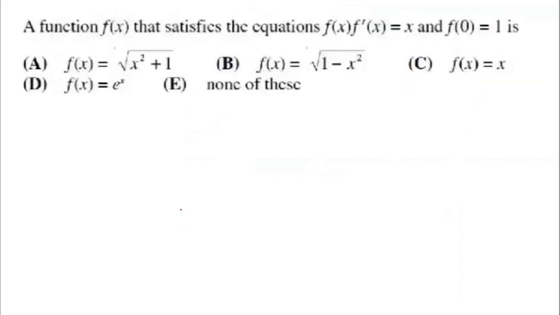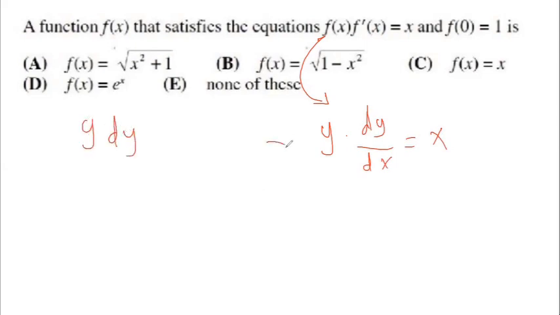Okay, a function f of x that satisfies the equations f of x times f dash of x equals x and f of 0 equals 1, which of these? This is a differential equation written in another way, so always you need to just simplify. Use y instead of f of x, and y dash instead of f dash of x, or better, dy dx, equals x. Now you'll need to separate the variables. So I have y dy, and if you multiply by dx, you have x dx on the other side.